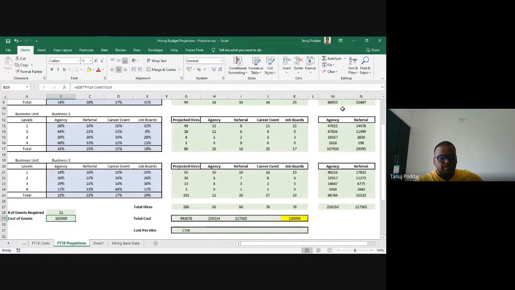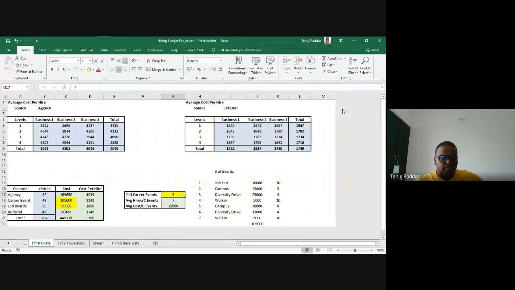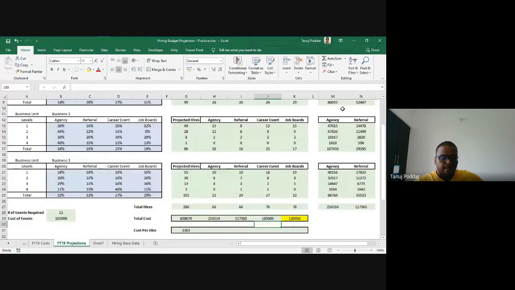Does it all come together to make sense now? We had calculated these values in the previous sheet. Yes, sir.